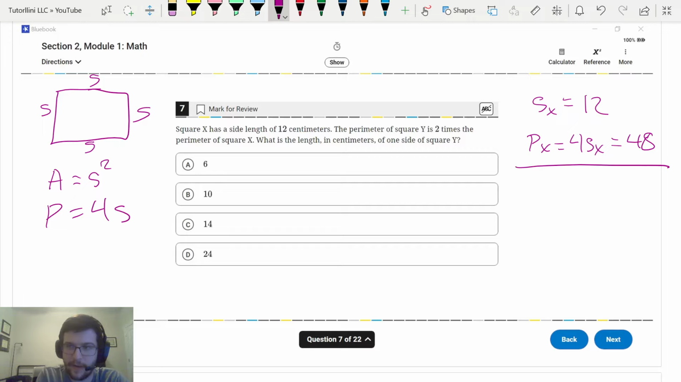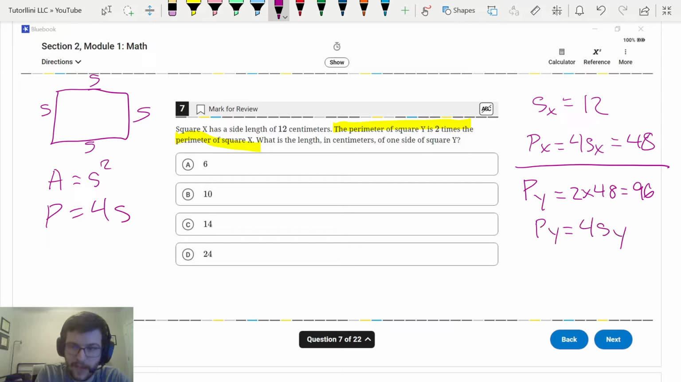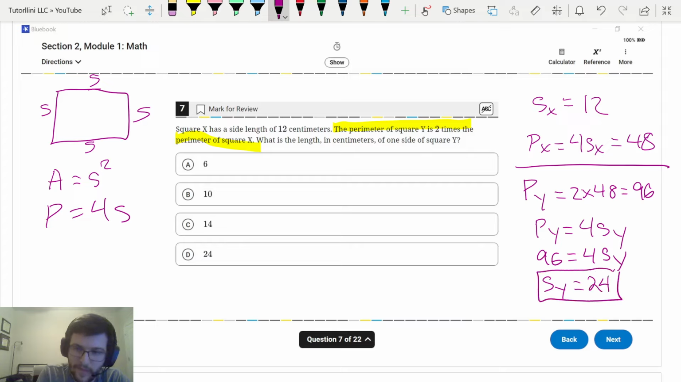And now it says the perimeter of square y is 2 times the perimeter of square x. So the perimeter of square y is equal to 2 times 48, which is 96. And then the perimeter of square y equals 4 times its side, so 96 equals 4 times its side. Then you divide by 4, and you get the side of y is equal to 24. And that is answer choice D.